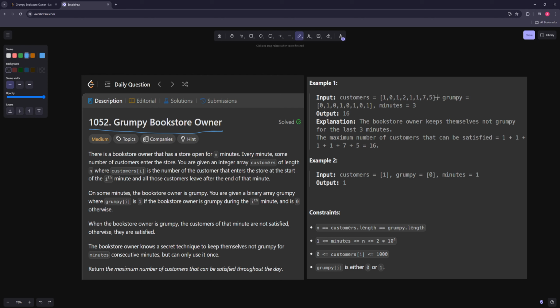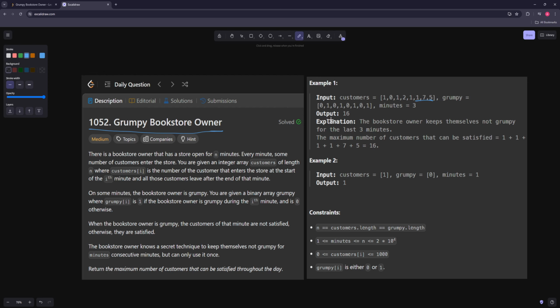You can do this thing where you can basically pick any 3. If the minutes is 3, that means you can pick any consecutive sequence of 3 customer groups, and then regardless of whether the bookstore owner is grumpy or not, it doesn't matter because they'll be satisfied regardless. So in this case, you're going to want to pick the last 3. For these 3, it doesn't matter if the owner is grumpy or not. These numbers will always count. And for the others, it depends on the owner.